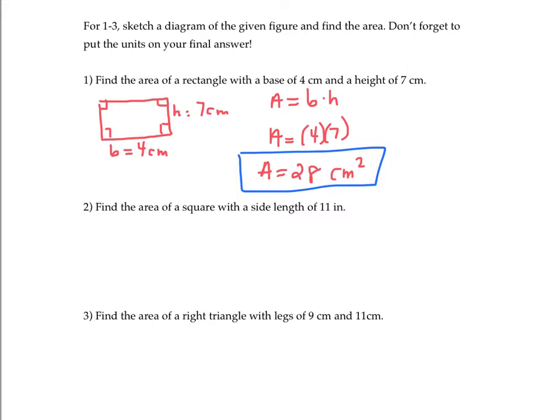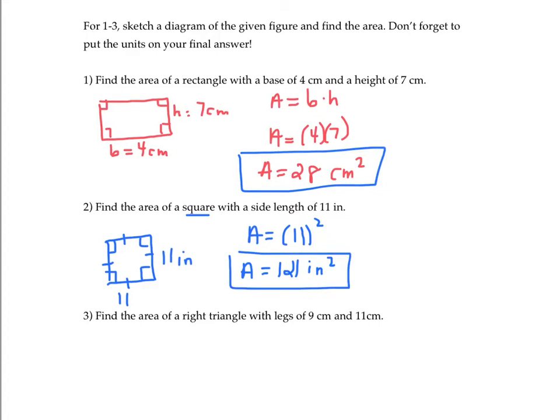Next, we're asked to find the area of a square with side length of 11 inches. So remember, a square is a specific type of rectangle where all 4 sides are congruent. So if each side is 11 inches, if we want to find the area of that square, we're just simply going to take 11 and square it. Or, again, you could use the formula for area of a rectangle and do 11 times 11. You get the same result, 121 square inches.